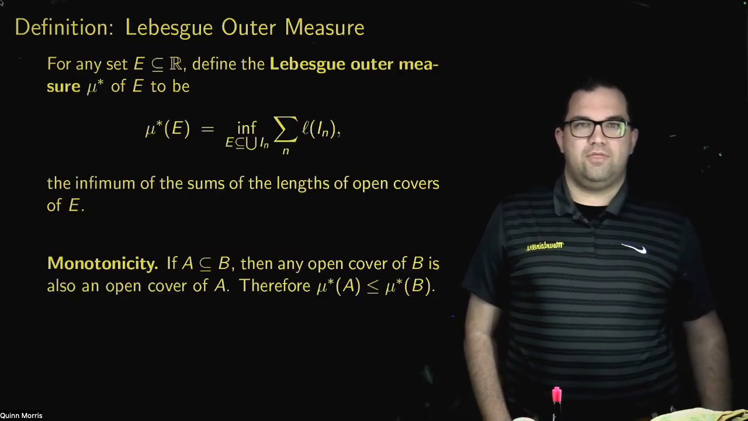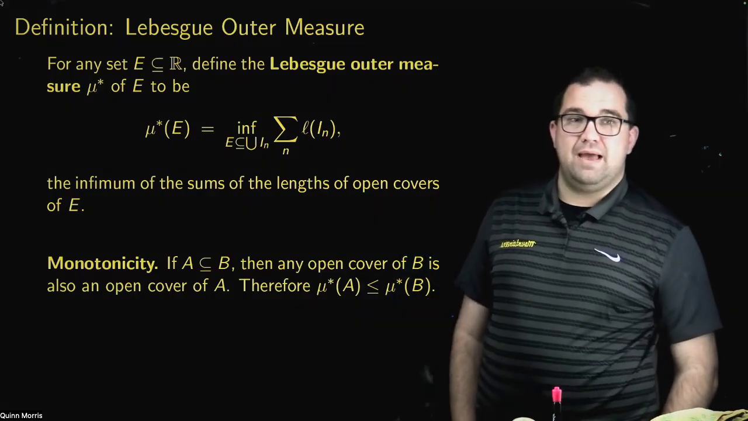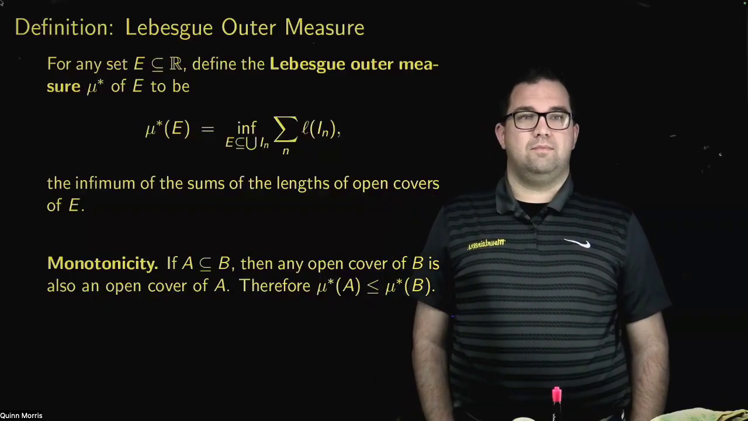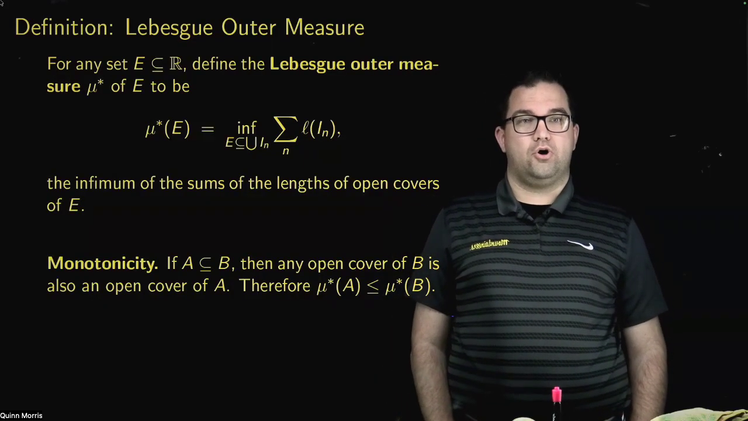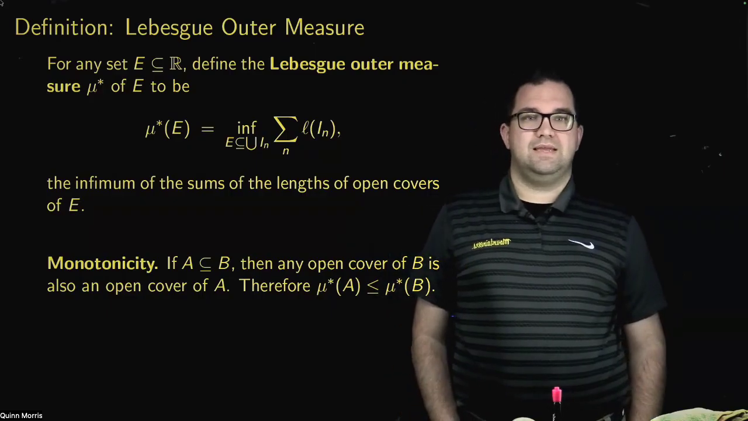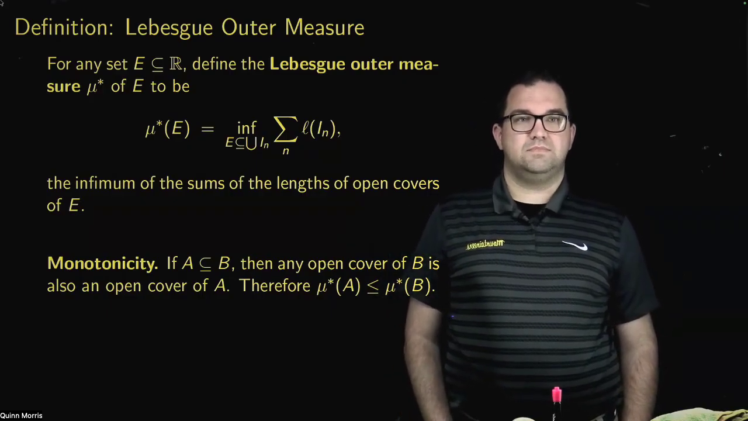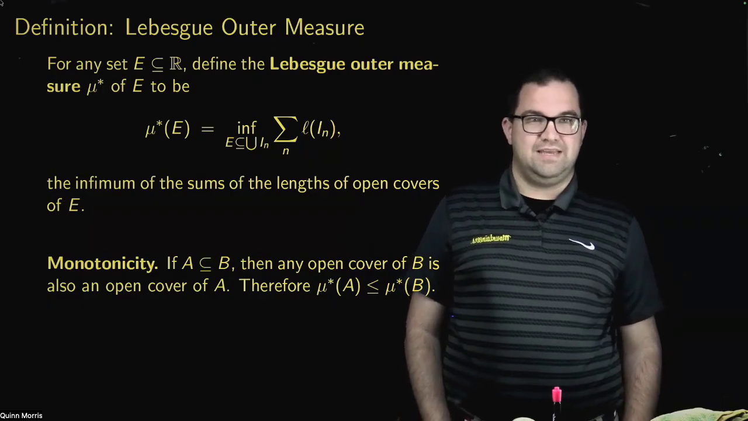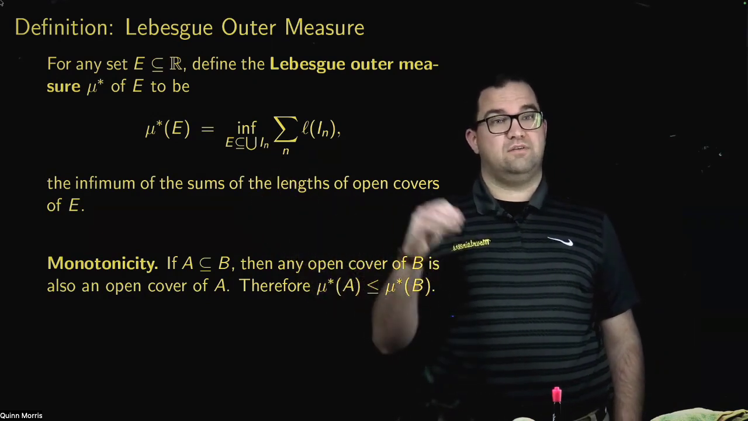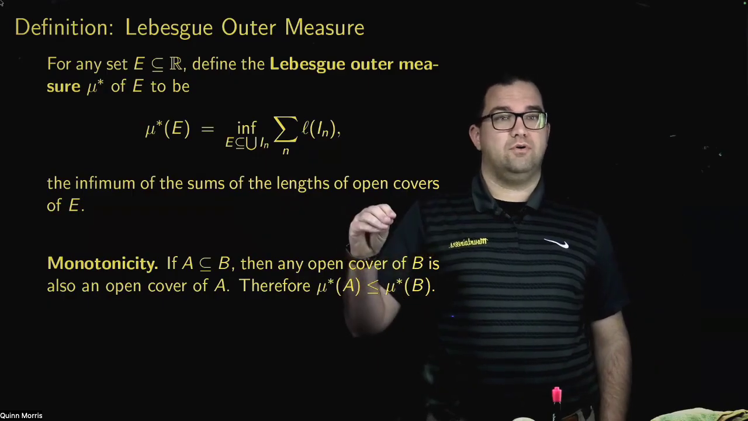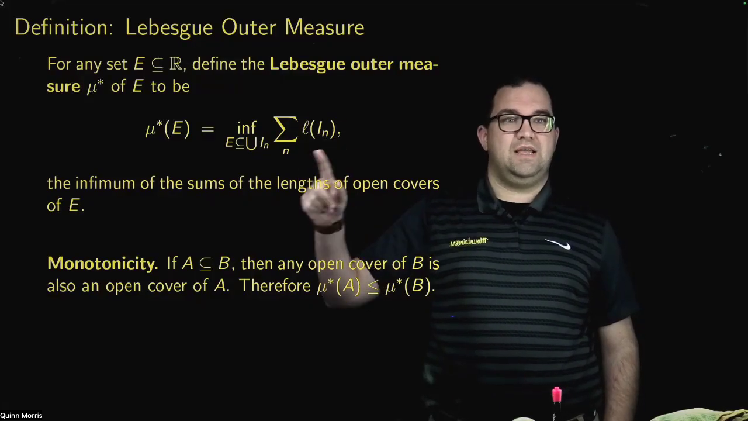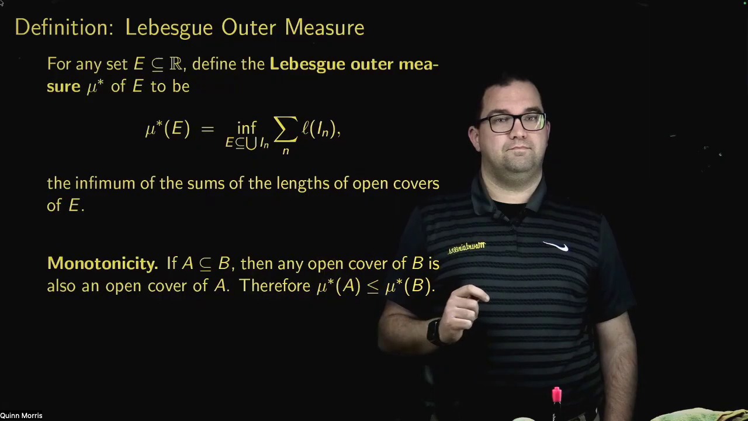All right. So with all that in mind, we can define the Lebesgue outer measure of a set. For any subset of R, we define the Lebesgue outer measure, which we'll call mu star of E, to be mu star of E is equal to the infimum of the sums of the lengths of open covers of E. So again, here we have this infimum. The infimum is over all open covers of E. And for each open cover, you're taking the sum of the lengths of each open interval in that open cover. Okay.